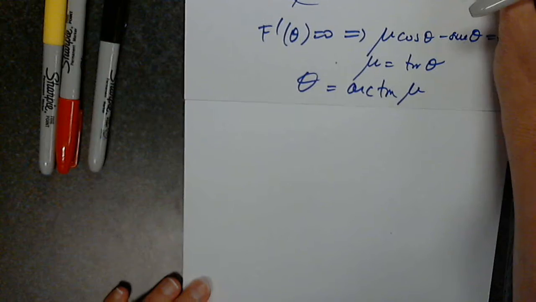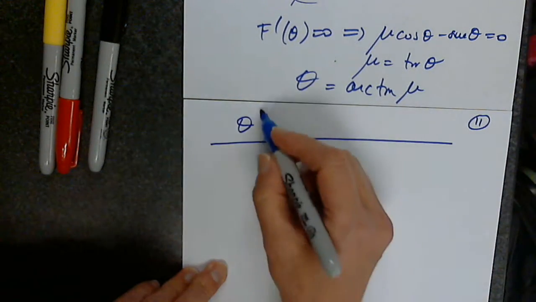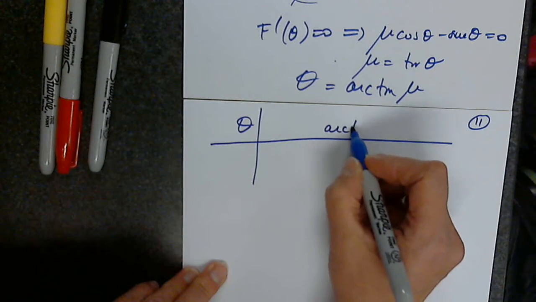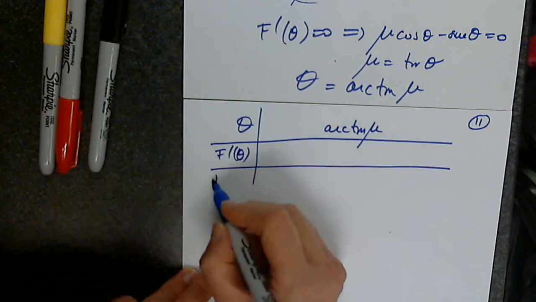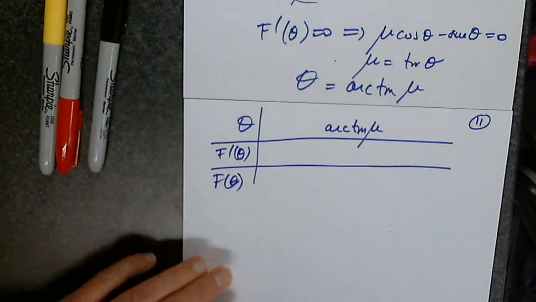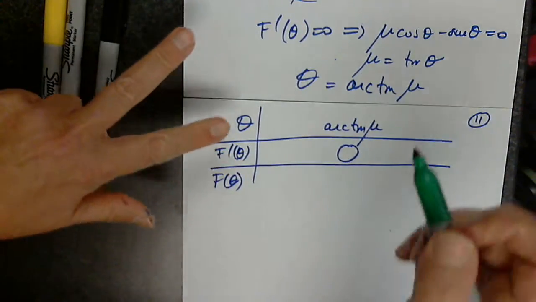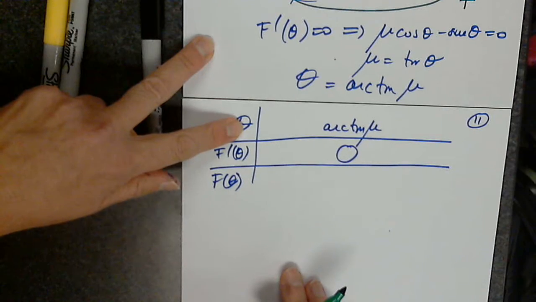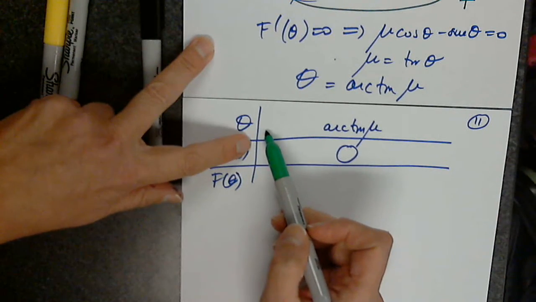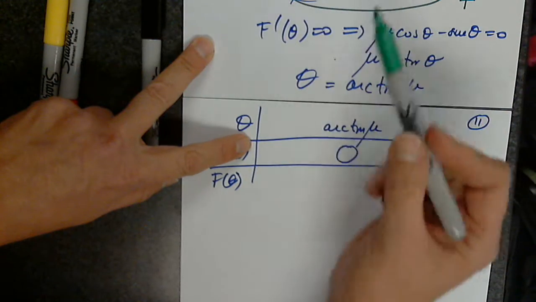This is not enough, however. So I have theta, which is arc tangent mu. I have f prime of theta, and I have f of theta. I have to go back and study the sign of all this. But I know that this is all positive. So I'm going to plug in 0. When I plug in 0, this is 0, this is 1, and this is negative mu.